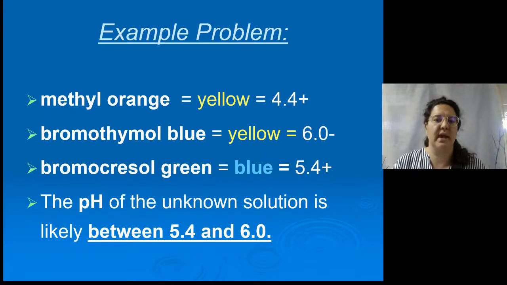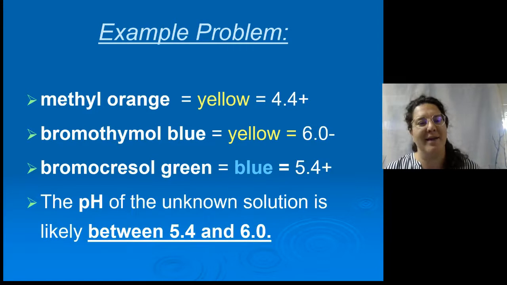So here we'll solve it again. Methyl orange is yellow at greater than 4.4. Bromothymol blue is yellow at less than 6.0. And bromocresol green is blue at greater than 5.4. So the pH of the unknown solution is between 5.4 and 6. So this is all about using your data booklet to solve problems. I hope you enjoyed today's lesson on acids and bases.